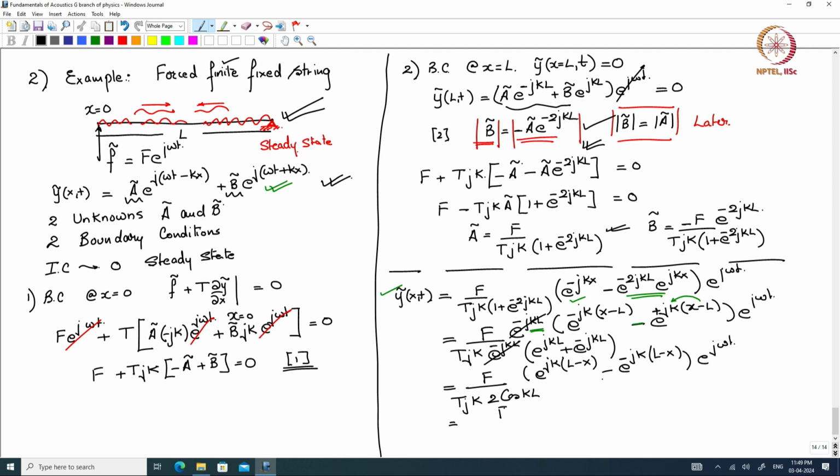This is equal to F by T j k twice cos k L, and this is twice j sin k (L minus x). Or if I take out the j and the j and the 2 and the 2, this is F by T k, sin k (L minus x) by cos k L. There is a time dependence also here, e to the power j omega t. So that is the answer to my finite forced fixed string.